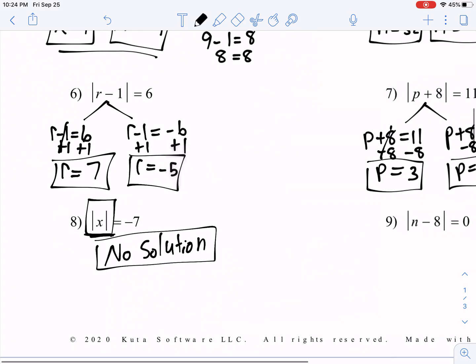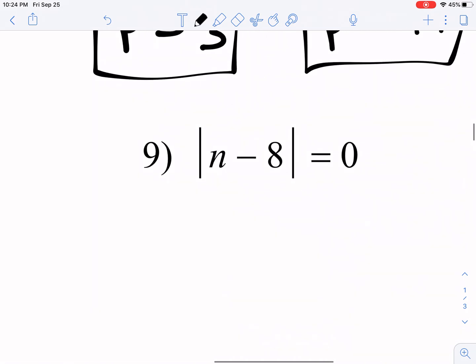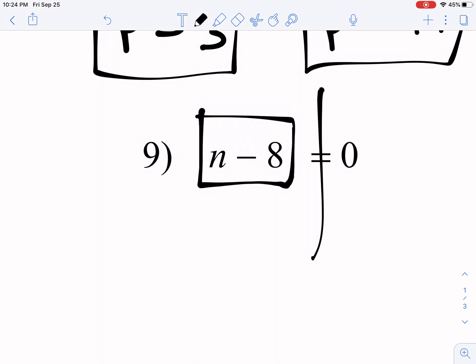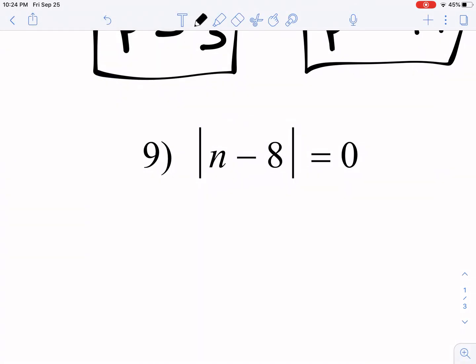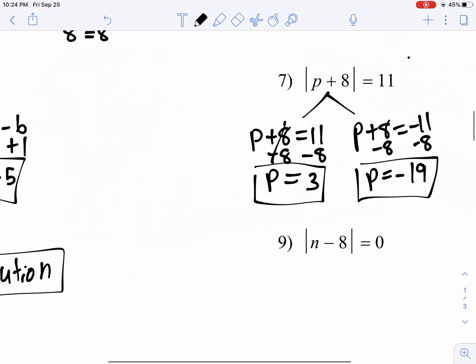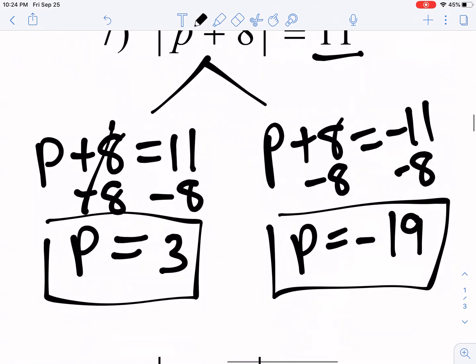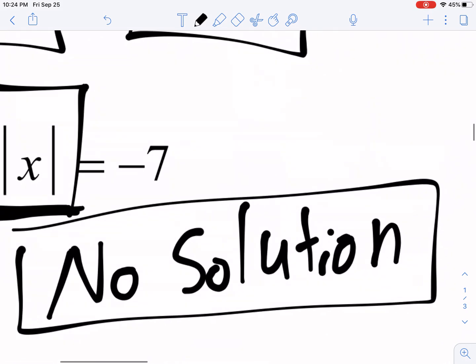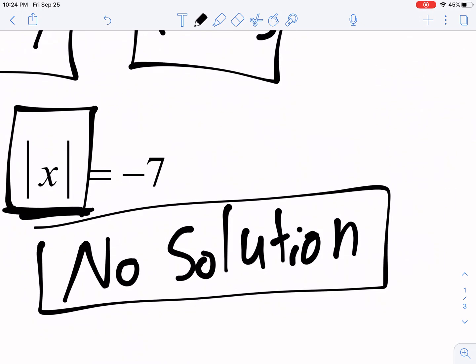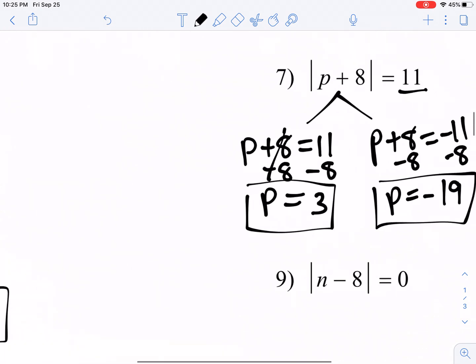Okay? Then number 9 here, again, step number 1, check to see, is the absolute value by itself on this side? Yeah, it is by itself on this side. So step number 2 here, check for possible solutions. That's what I'm trying to get you guys to understand. Well, we've already seen what happens when I have a positive number. When I was set equal to a positive number, how many solutions did I have? 2 solutions, right? When I was set equal to a negative number, how many solutions did I have? No solution.